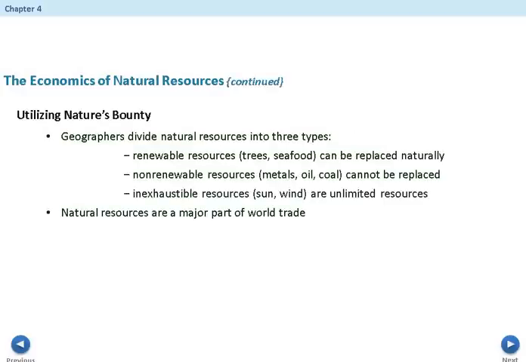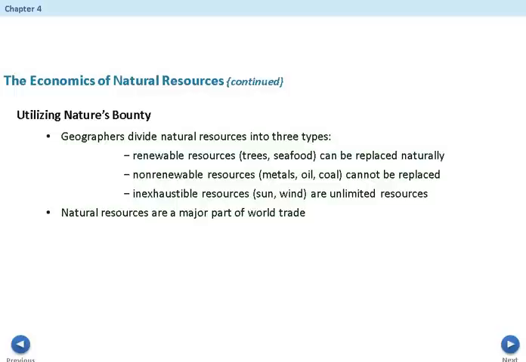Now, when we look at this, geographers divide the resources into 3 different types, and you've probably heard about the first 2. The first one is going to be renewable resources. These are things that can be naturally replaced, like trees or seafood. We also have non-renewable resources. These are metals, oil, coal. These can't be replaced, and once we use them up, we use them up.